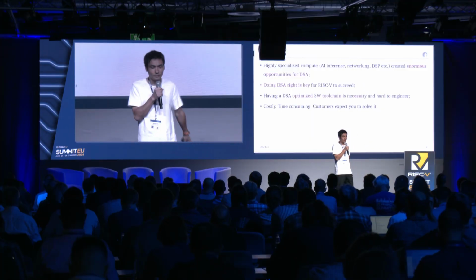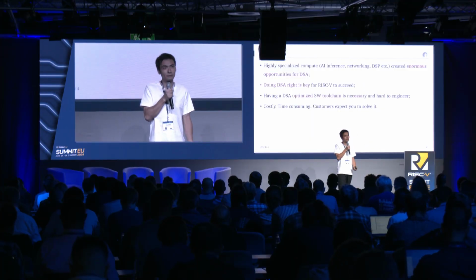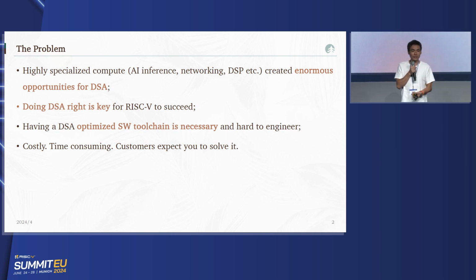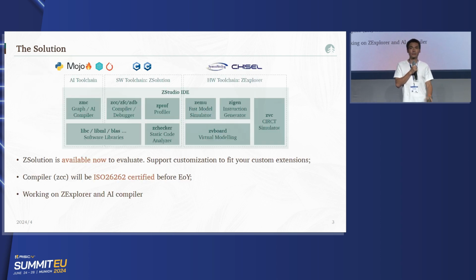Hello, everyone. TeraPines is a company which provides a single platform for software and hardware co-design and co-optimization. We are going to address these problems and opportunities. Highly specialized compute, AI inference, network, and DSP create enormous opportunity for DSA. Doing DSA right is key for RISC-V to succeed. Having DSA-optimized software tool chains is necessary, but time-consuming and costly. So we are going to provide a solution to tackle these problems.